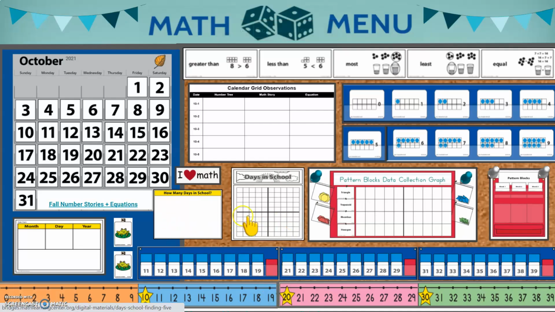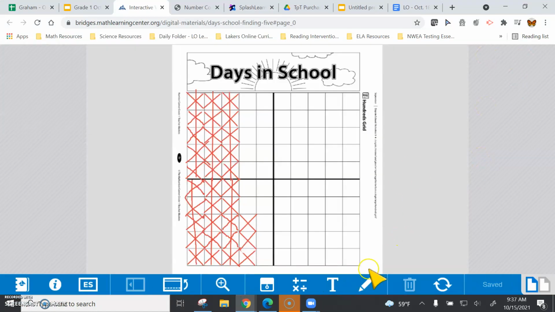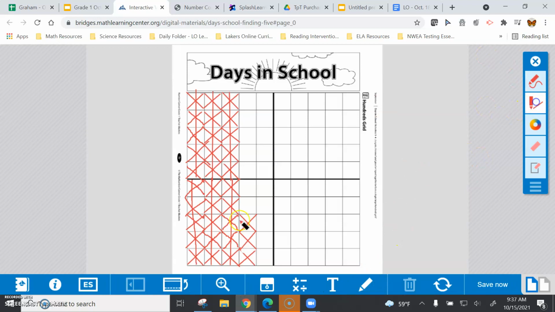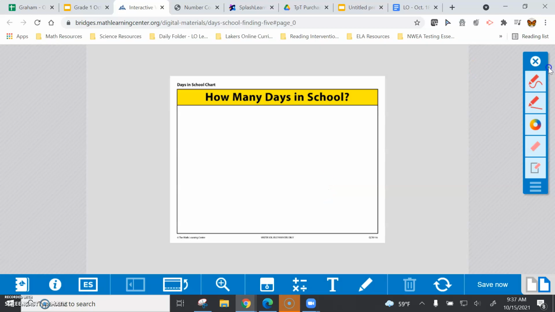Let's now go to our days in school. We'll add on another day. Ooh, wow. We have 5, 10, 15, 20, 25, 30, 31, 32, 33, 34 days. Amazing. Let's do this. We're going to write in the number 34.